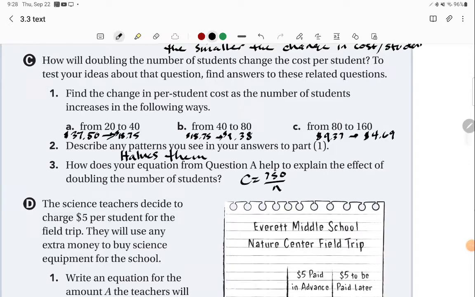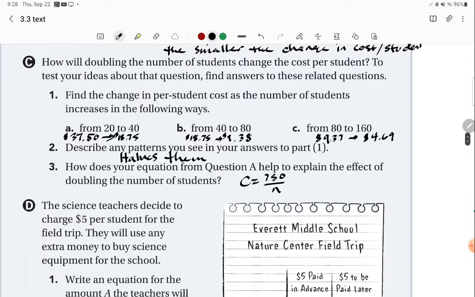So in part C, how will doubling the number... Number 1, when you go from 20 to 40, that goes from 3750 to 1875. That change is 1875. Okay, so you double from 20 to 40. Then what happens if you double from 40 to 80? Look at the change. It goes from 1875 to 938. That also, or it doesn't double, it actually halves.